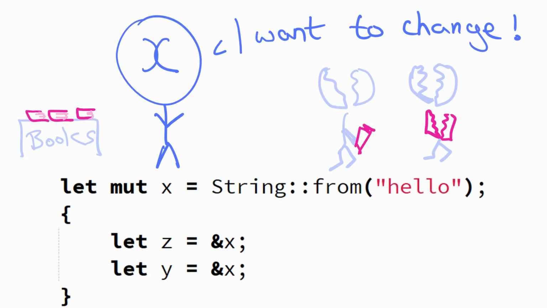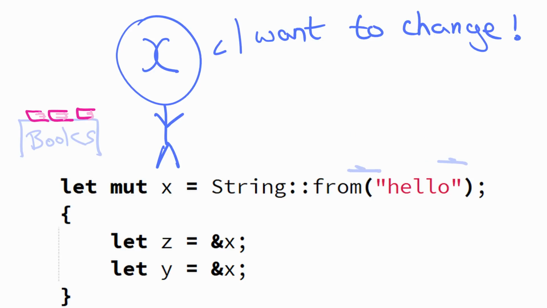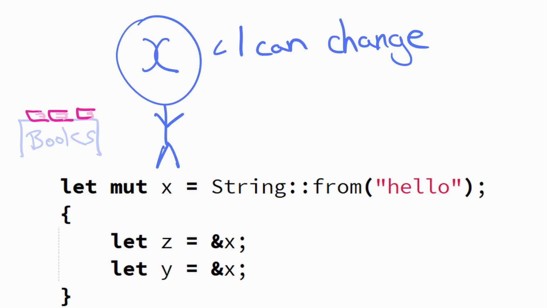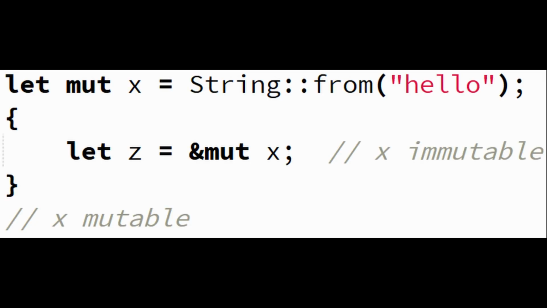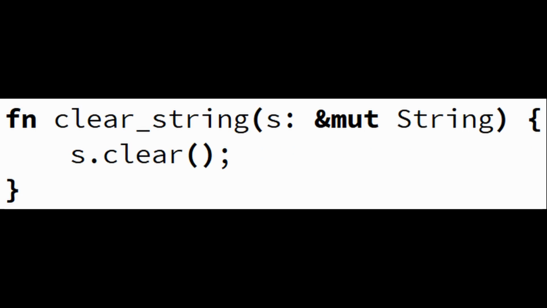If we want to change x once we've finished with borrowing, we can create our own little scope. When z and y reach the end of this scope, their borrow ends and x is free to mutate itself. You can also borrow mutably by putting a little ampersand with a mut keyword. In this case, only a single mutable borrow can occur at a time. This clear string takes a mutable borrow, mutating the string by clearing it. But the ownership remains outside the function.